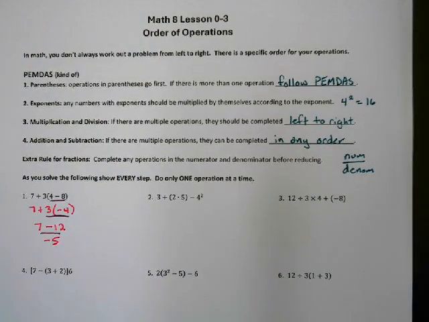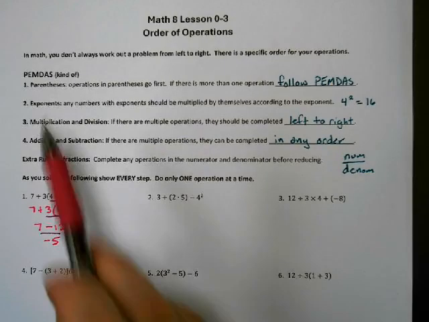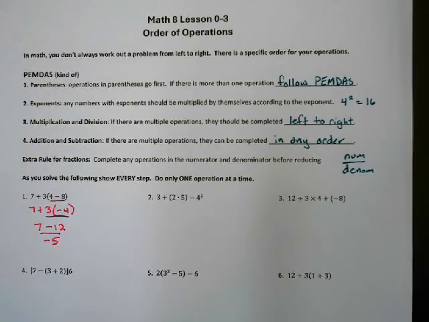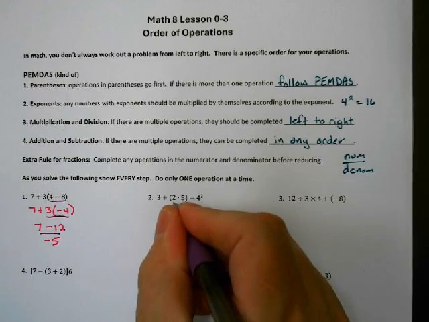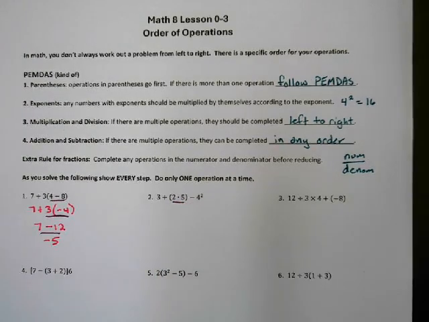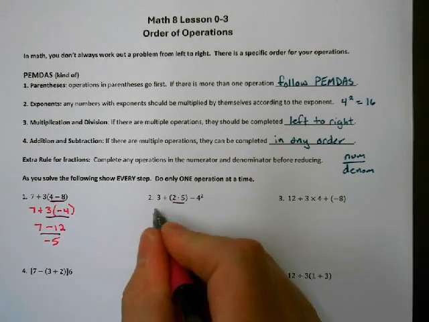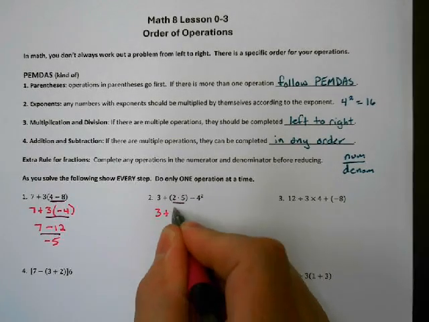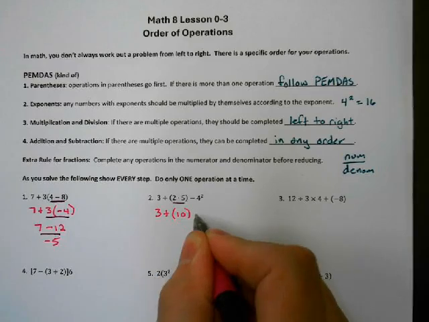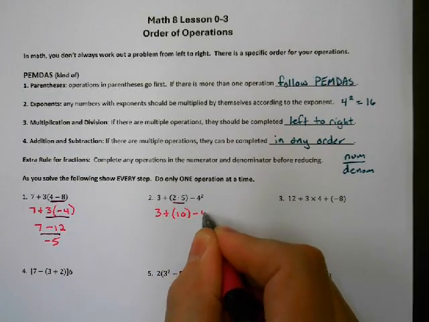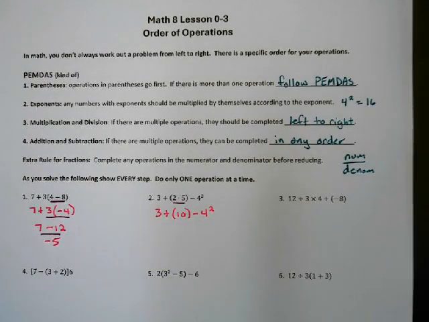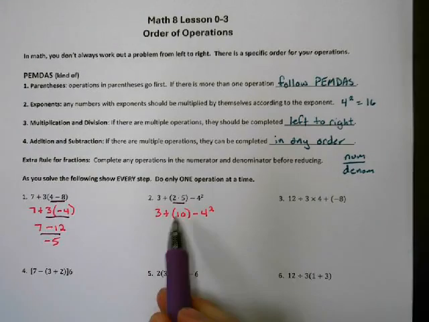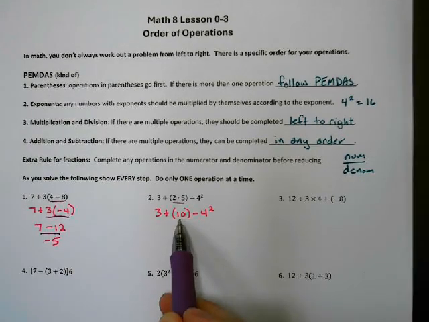Final answer. Over here, next one. Do we have parentheses? Yes. So PEMDAS says that we would do that first. The operation inside the parentheses is 2 times 5. So I'll rewrite it: 3 plus 2 times 5 is 10, minus 4 to the second power. All right, there are no more operations in the parentheses, so we move on.